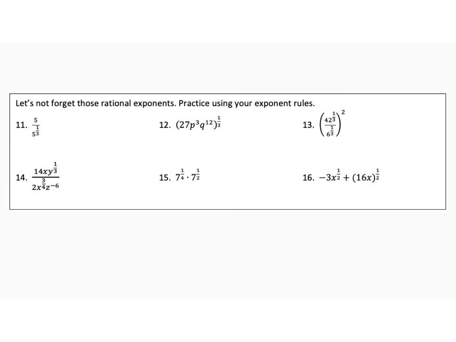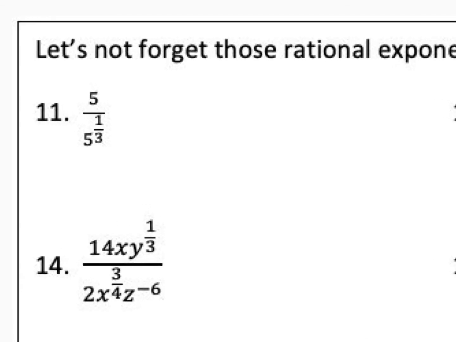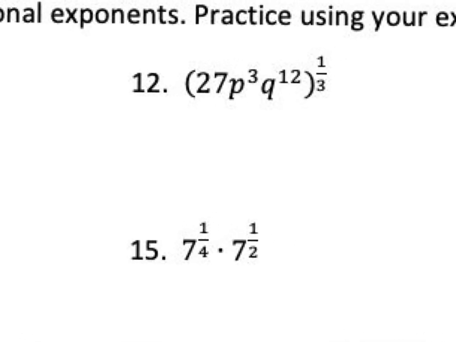Lastly, I don't want you to forget about your rational exponents. So you're going to practice using your rules, mixing together all our rules from this course. So this is division. What do I do? Keep my base, and I take my top exponent minus my bottom. So 1 minus 1/3 would be 2/3. Easy peasy.